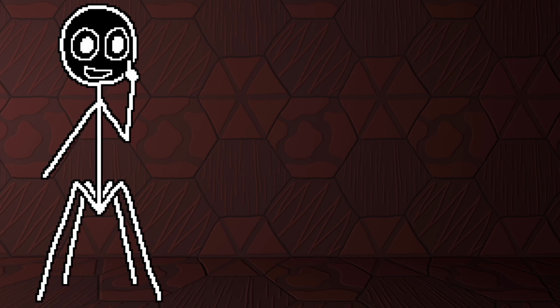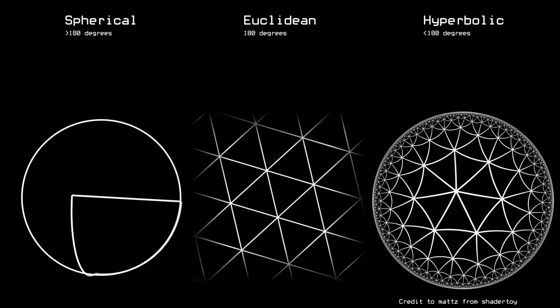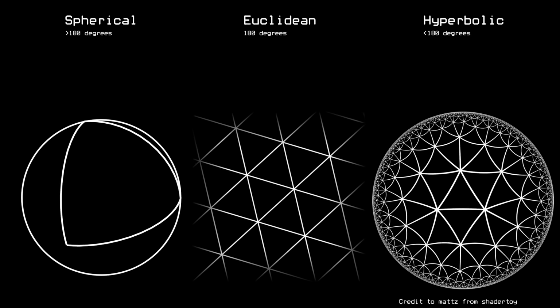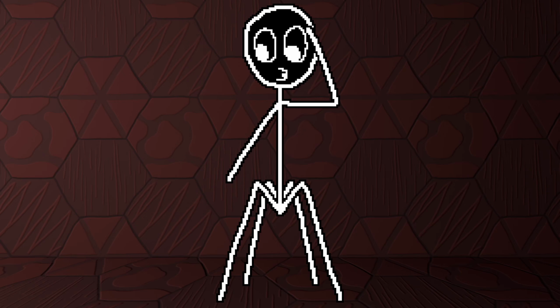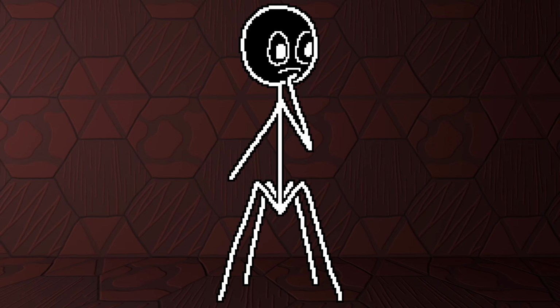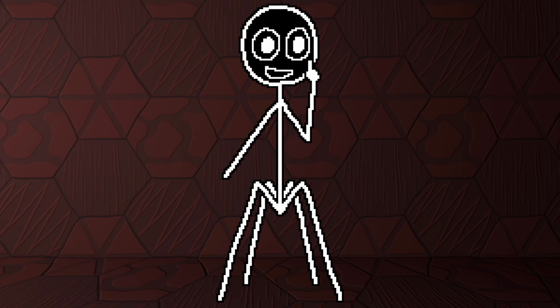N-dimensional Euclidean space is a space where you can have at most n mutually perpendicular lines, and the sum of the internal angles of any triangle is 180 degrees. If you don't know what non-Euclidean space is, don't worry about it. I'll mention it a lot in this video, but it can be safely ignored.